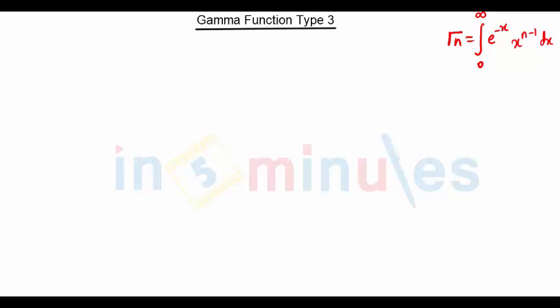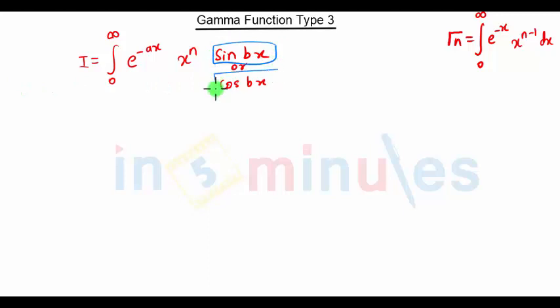So what is in type 3? In type 3 our equation will be something like this: integration from 0 to infinity of e raised to minus ax, x raised to n, sine bx, or instead of sine it can be cos bx. So our equation will have a sine term or cos term. We do not want this sine term and cos term. If you see here, we don't have any sine or cos term. We have an e raised to term and we have an x raised to term. We do not need sine and cos terms.